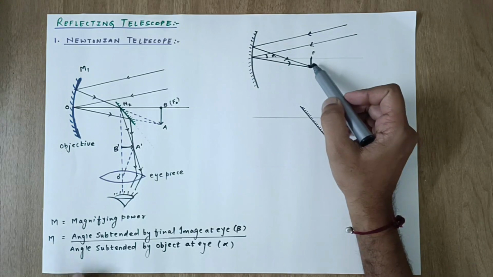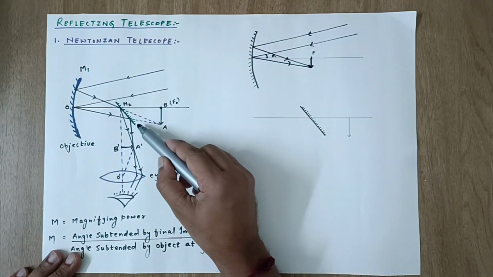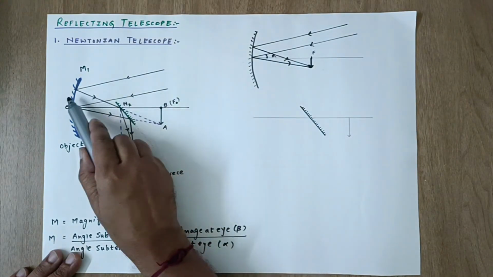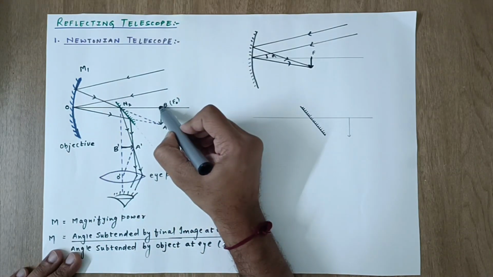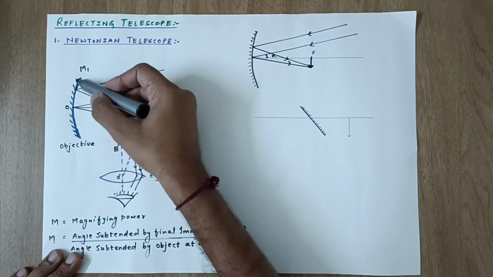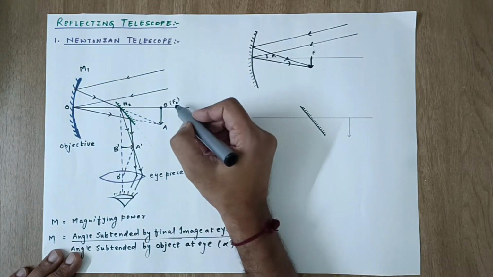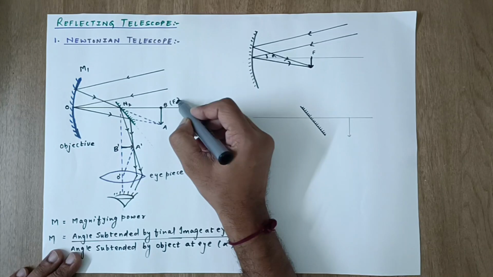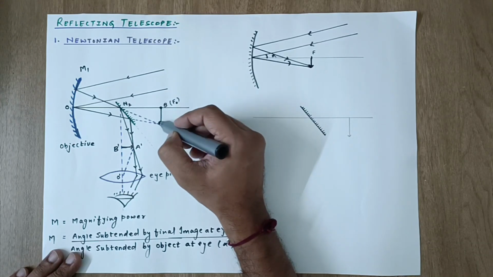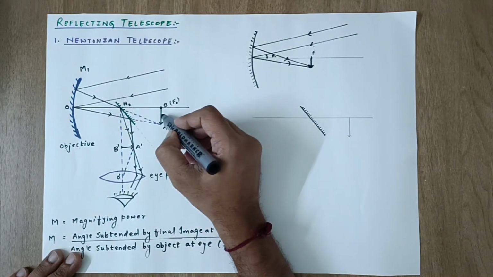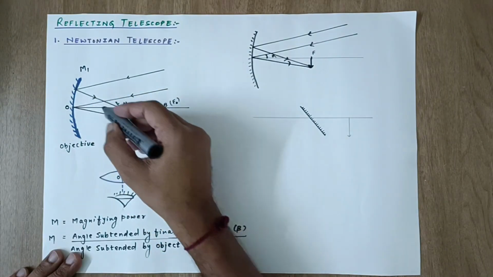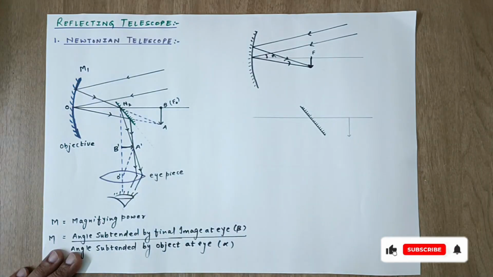So this is the first step. If you ignore the plane mirror and the lens for a while, all these parallel rays meet at the focus. This point is the focus of our objective, the concave mirror. That's why I've written this point as FO, and here the image is formed, which is very, very small. This image is of course a real image, because it is obtained by the meeting of these rays.